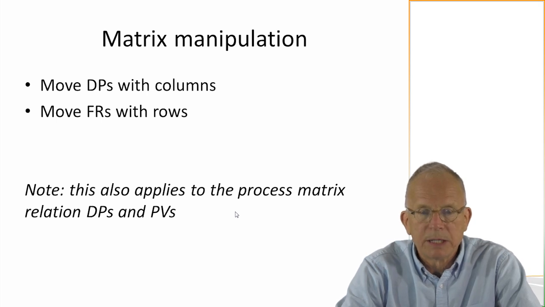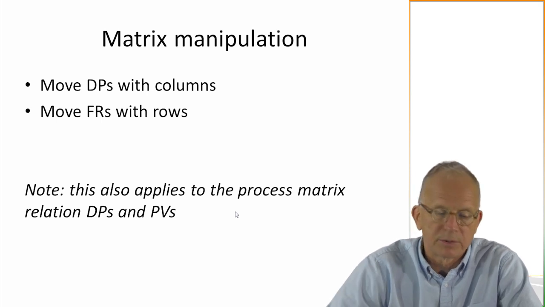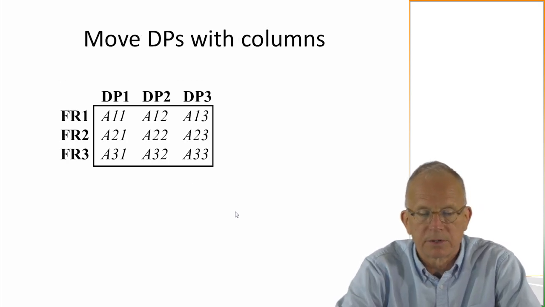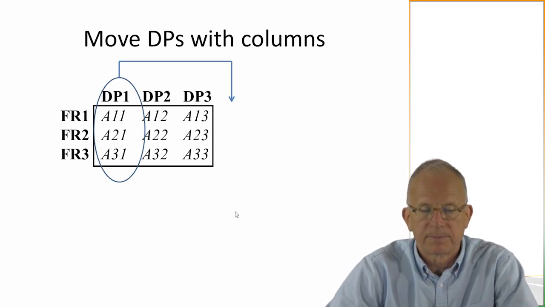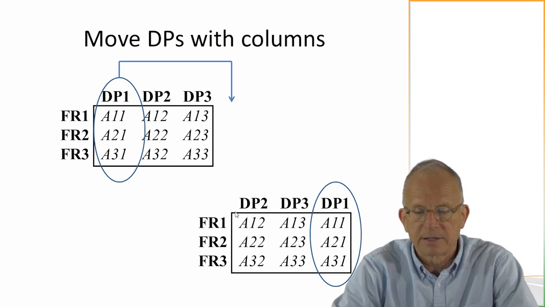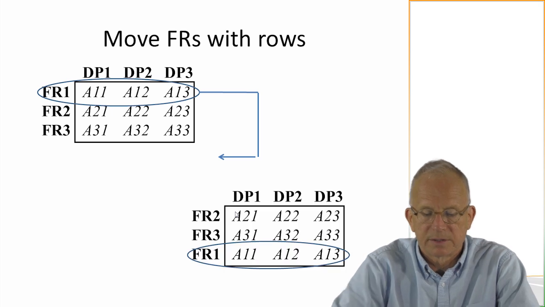So for matrix manipulation, we move the DPs into columns and the FRs with the rows. And so this would also apply to the process matrix, of course. So moving the DPs with the columns looks like that. And then moving the FRs with the rows looks like this.